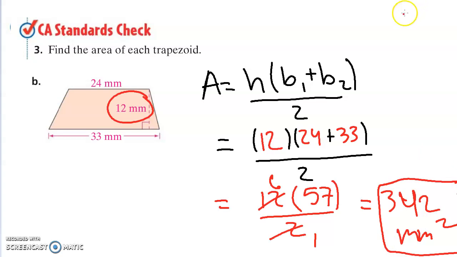All right, that's it. Just a reminder for us, we talked about the area of a triangle is base times height divided by 2. That's the area of a triangle. And now we have a second new formula. The height times the sum of the bases divided by 2 is the area of a trapezoid.